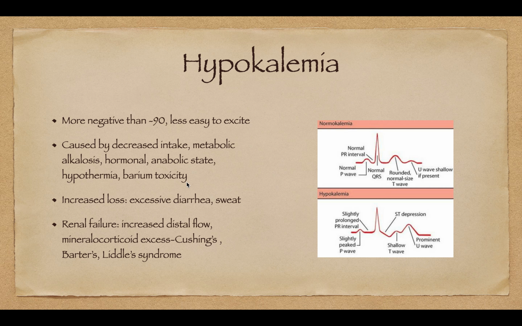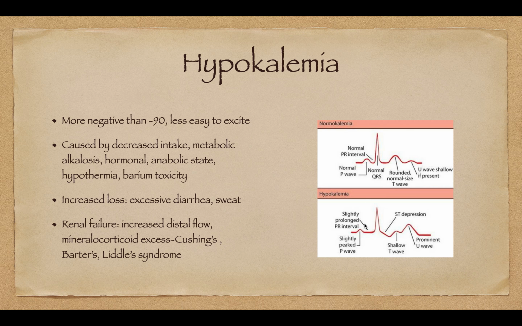This usually occurs in children, really, when children eat caustic substances such as batteries. And it presents with excessive diarrhea and sweating. And the problem with it is the renal failure. So there's going to be the increased distal flow. It's also associated with Cushing's disease, Bartter's, and Liddle syndrome.